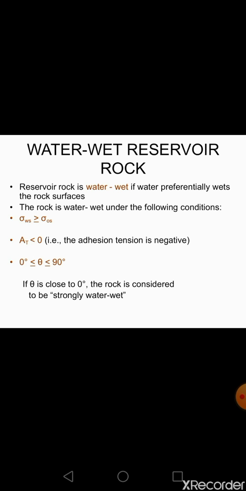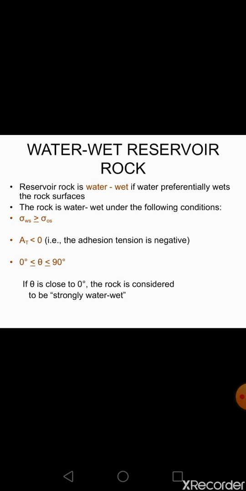If it is in the range of 0 to 90 degrees, then it is called wetting phase. If it is 90 degrees, then we call it neutral surface, and if it is beyond 90 to 180 degrees, then we can call it the non-wetting phase saturation.